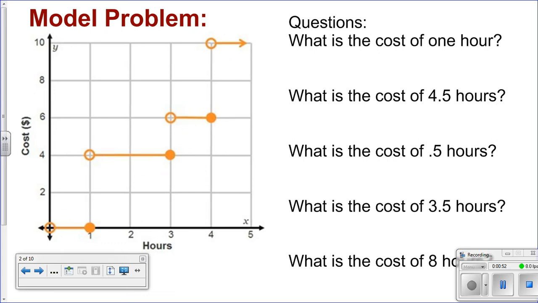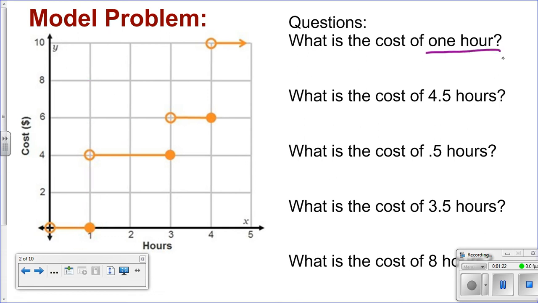It passes the vertical line test. So in other words, if I pass a vertical line through, say, right here at 1 hour, you only have one value for 1 hour. That's right here. Because this one is open, there really is no output there. The output here is down at 0. So let's take a look at answering some questions to see if you can interpret this graph here.